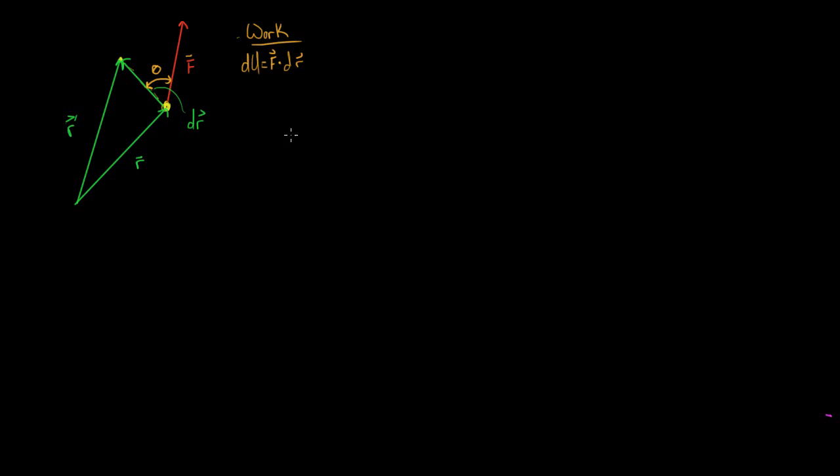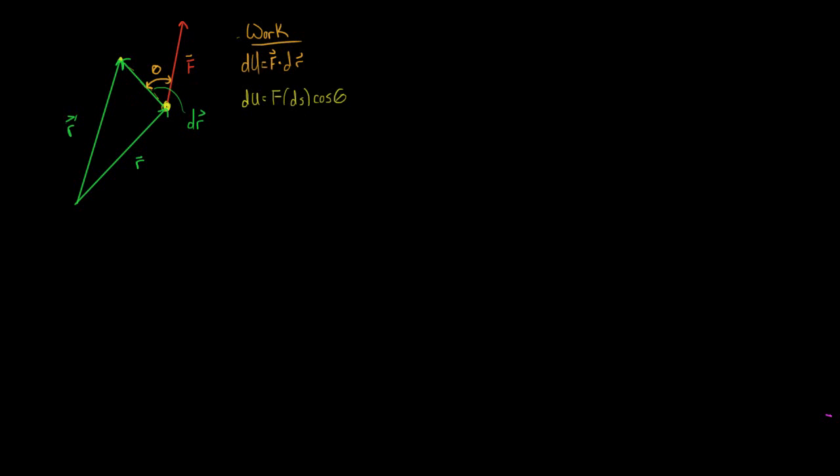Now if we know the dot product, we know we can write this in a different way. We can write this dot product as our work is equal to the magnitude of our force times the magnitude of our displacement vector, which I'm going to call ds, times the cosine of theta. And theta is the angle between the tails of these two vectors.